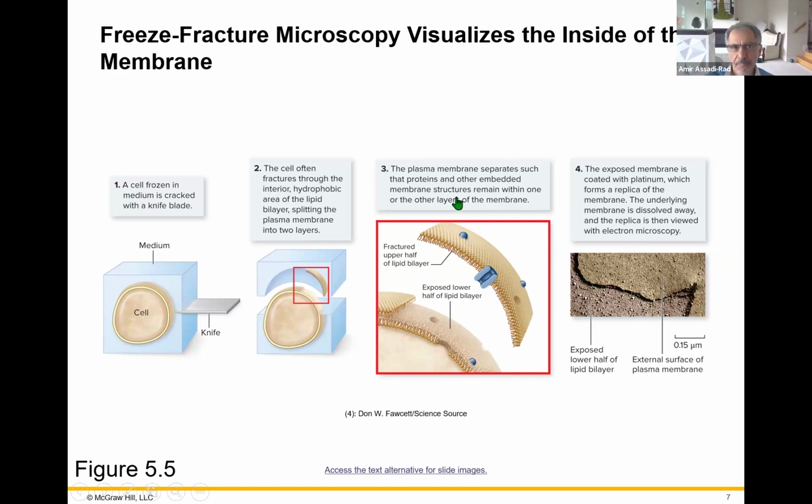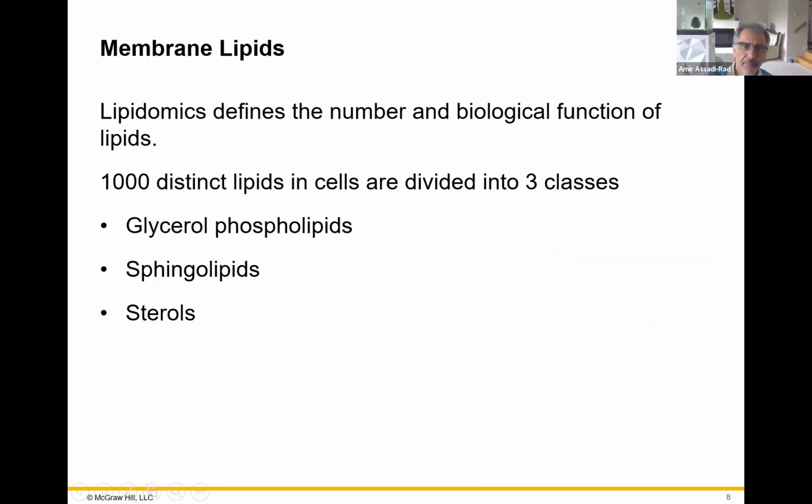Please read this anyhow. Membrane lipids define a number of biological functions. The 1,000 distinct lipids in cells are divided into three classes: glycerol phospholipids, sphingolipids, and sterols, which are the steroids.